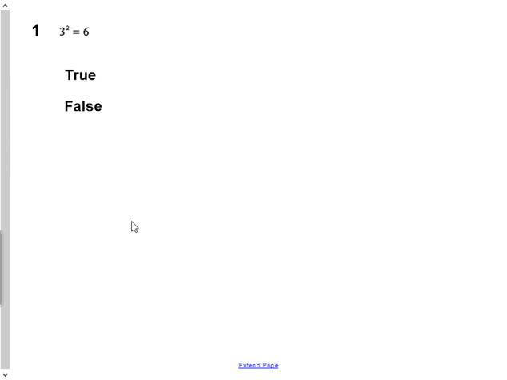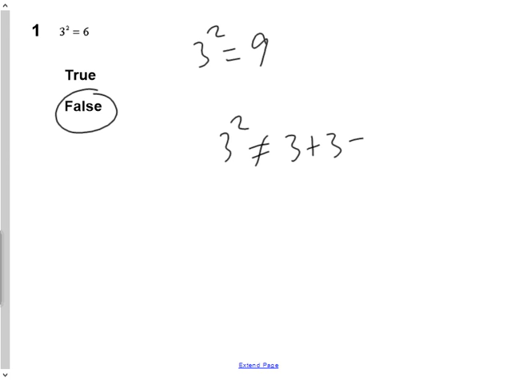The first question says true or false, 3 squared is 6. The answer is false. Remember, all true false require an explanation. The reason why: either 3 squared is equal to 9, or 3 squared does not equal 3 plus 3. It equals 3 times 3. Something like that. You be the judge. So 1 point for the correct answer of false, and 1 point for a correct explanation as to what it should be. So the first question is for 2 points.